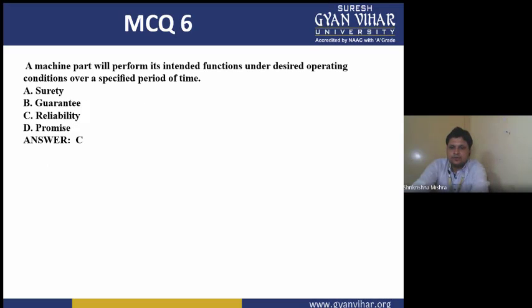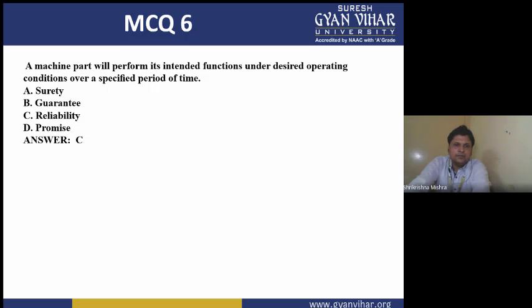Coming to MCQ number 6. It says that a machine part will perform its intended function under desired operating conditions over a specified period of time. What is this called? If a machine performs its work under a specified condition for a specified period of time, what is the name given to it? Surety, reliability, promise, or guarantee? Surety is not a technical word. Guarantee is also not a technical word. Promise is neither the correct answer. Reliability is the term used for a machine part when it performs its intended function under desired operating conditions over a specified period of time. So option C is the correct answer.